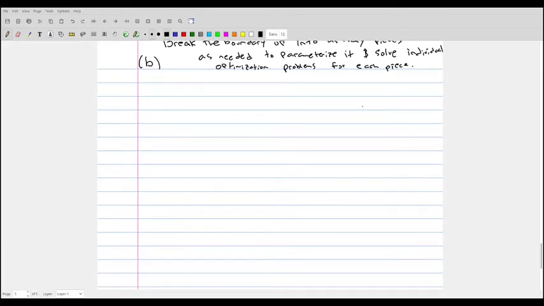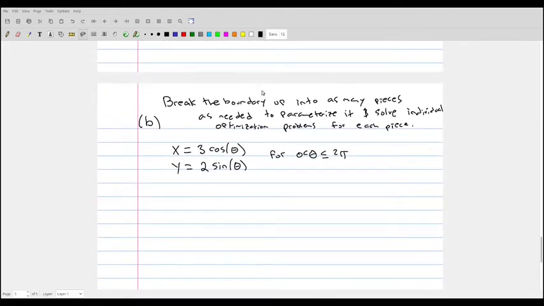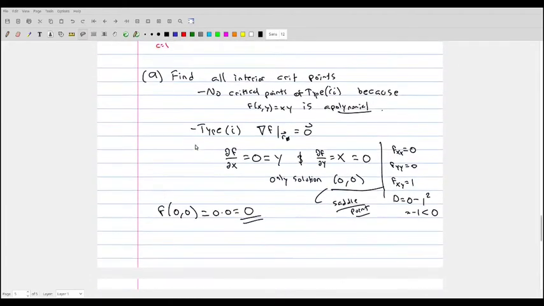In this case, the ellipse can be parameterized very similar to the circle. We talked about this a little bit before, that we can say that x is going to be 3 times cosine theta, and y is going to be 2 times sine of theta, for all theta between 0 and 2 pi. What this does is it gives us the x coordinate and the y coordinate in terms of that one angle theta for every single point on the ellipse.